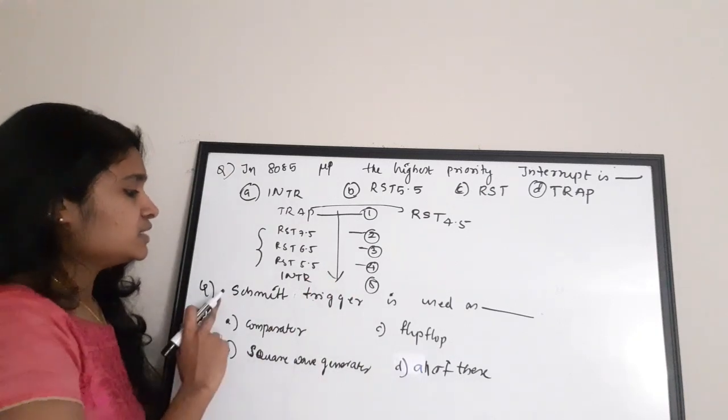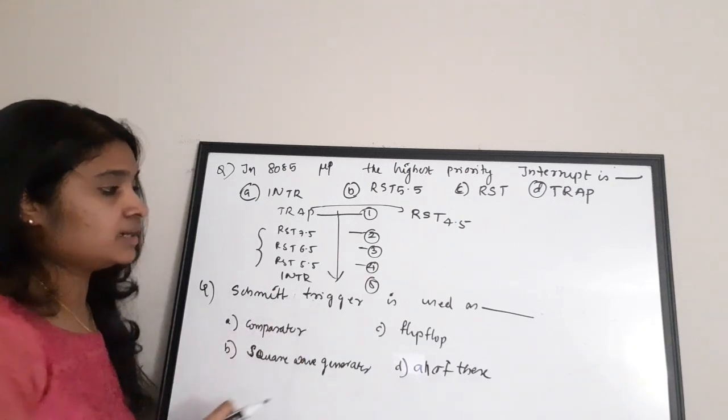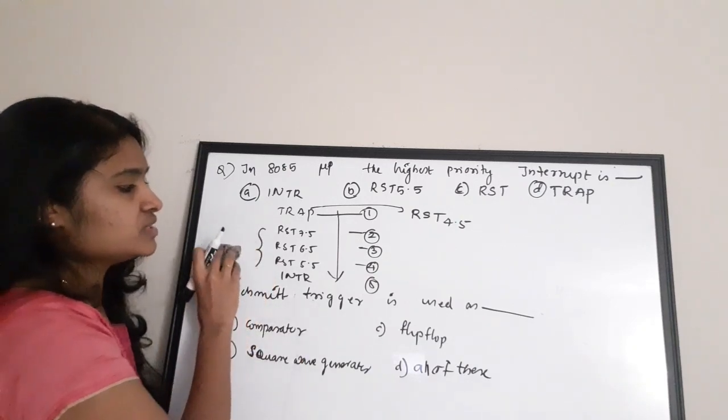Next question. Schmitt trigger is used as dash. Okay, I'll remove this now.